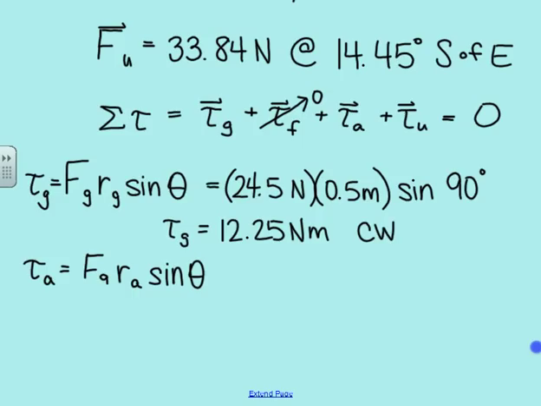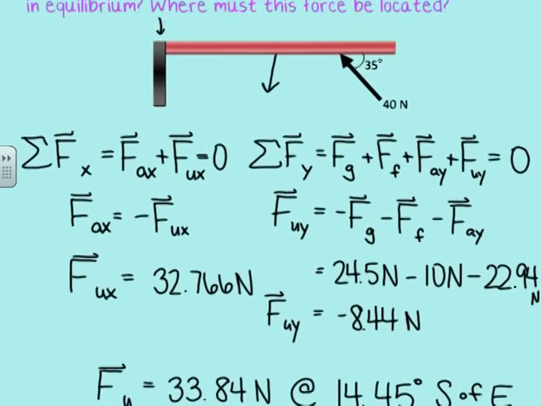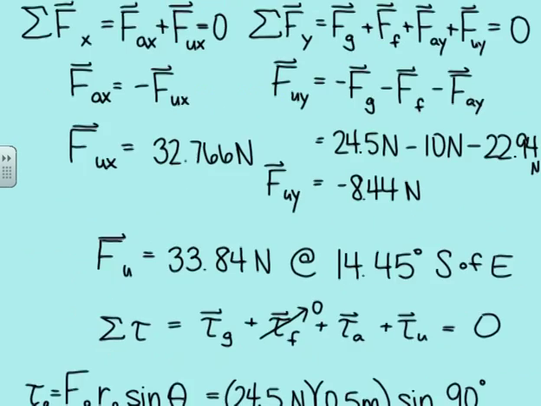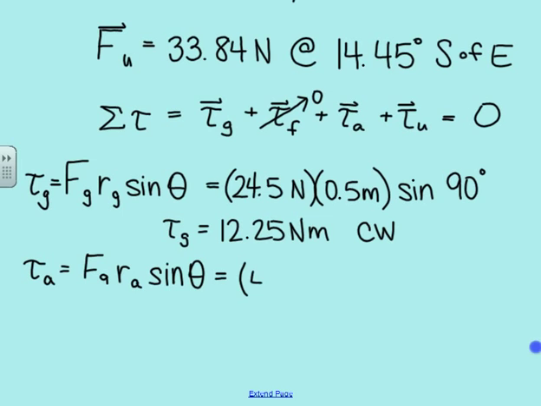Next, I have the torque from the applied force. The applied force we know has a magnitude of 40 newtons, and the problem tells us it is applied at 80 centimeters. So 40 newtons times 0.8 meters, times the sine of the angle between the two.